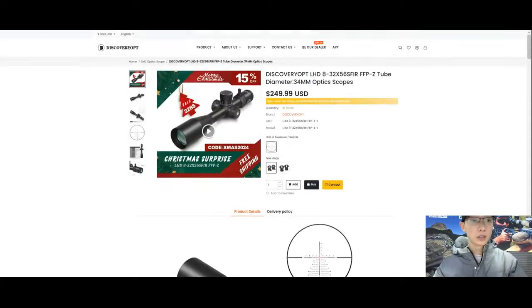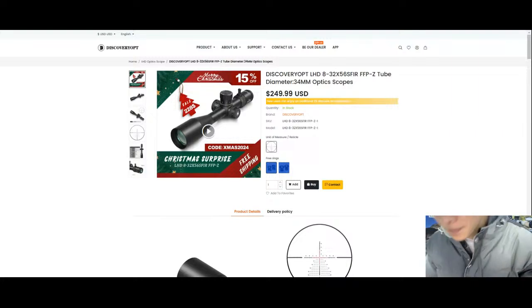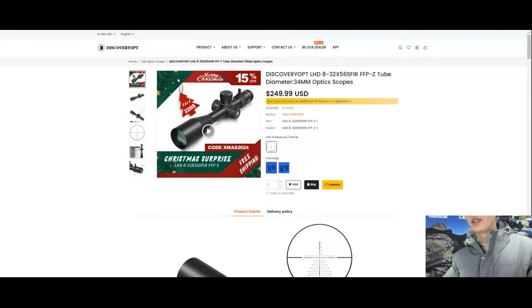And also, Carnival, you have mentioned MOA. We are going to have MOA versions of some of the scopes that have been on the hot seat in the past year or so. For example, the ED5 to 25 is going to have an MOA version very soon. And some of our other products, like this one here, the LHD 8-32, are going to have an MOA version too.